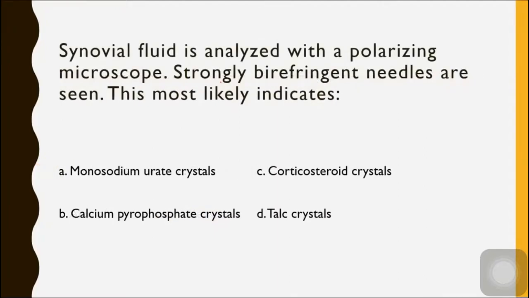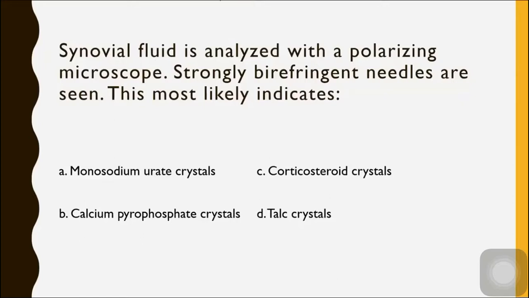For the next question, synovial fluid is analyzed with a polarizing microscope. Strongly birefringent needles are seen. This most likely indicates... So again, the determination for MSU and CPPD crystals is made by using polarizing microscopy. And then the positive identification or the confirmation is made by using compensated polarizing microscopy.